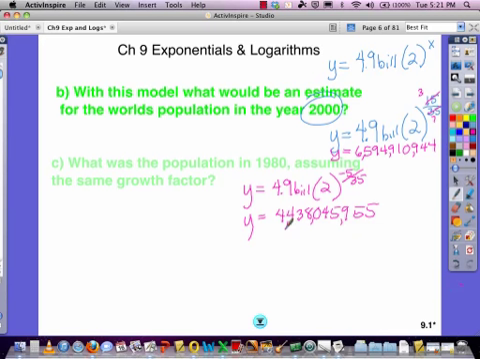So you've seen a real-world problem with growth. You've seen how to set it up and what the characteristics of the graph look like. You should be good to go to try a couple growth problems. All right, any questions? Bring those to class.